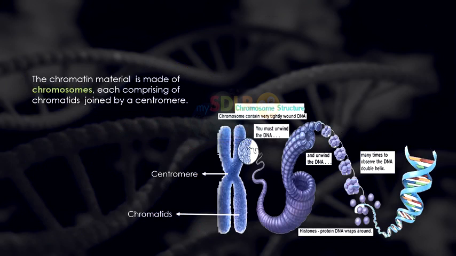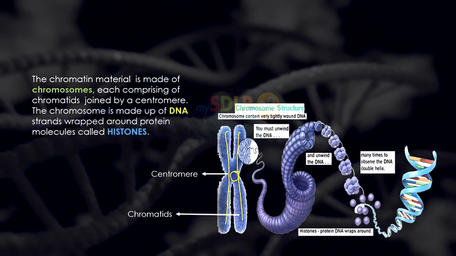Chromatin material is made up of chromosomes. Each chromosome comprises a double chromatid joined by a centromere. The chromosome itself is made up of DNA strands, and these strands are wrapped around proteins which we refer to as histones.